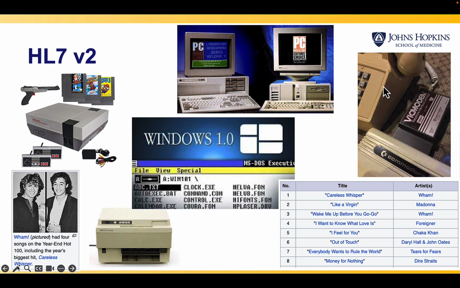Over here we have a modem. Modems had doubled in speed. They were up to 2400 baud, or 2,400 bits per second, twice what they had been only a year before at 1200 baud. Of course, they were connected to your phone line.